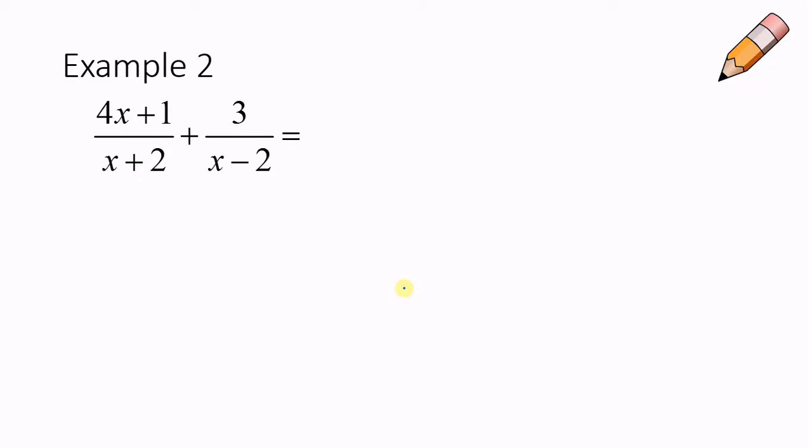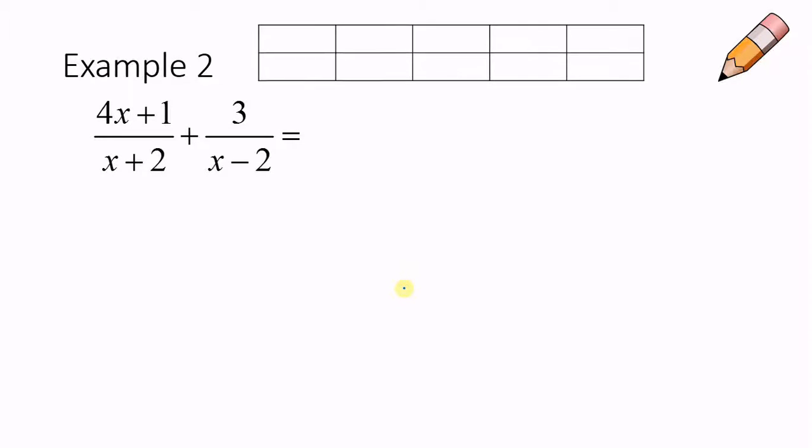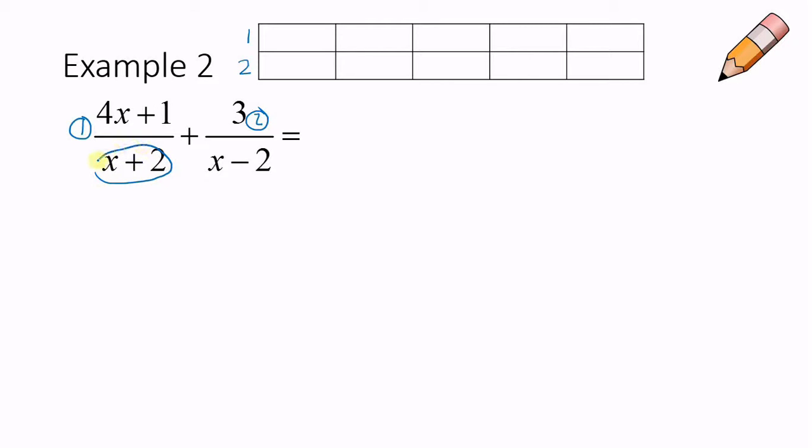Let's take a look at this one. Let's make ourselves our table again. So here's my first fraction, second fraction. Remember, you're only worrying about the denominators. X plus 2 is 1 unit. You can't split that up into x and 2. It is x plus 2.